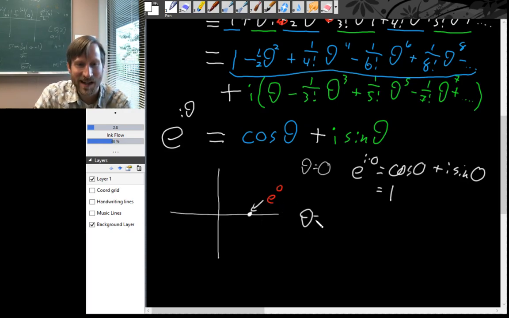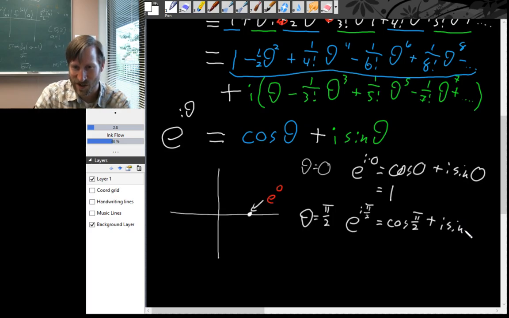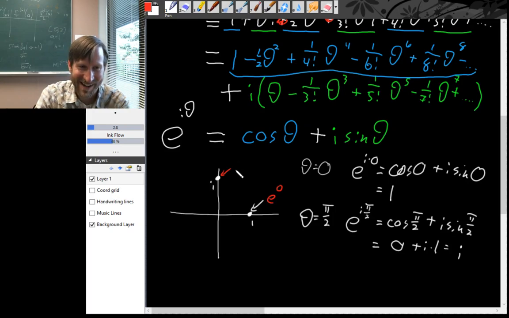Now let's see what happens when theta is pi over 2. We get e to the i pi over 2 is cosine pi over 2 plus i sine pi over 2. Cosine pi over 2 is 0 plus i times sine pi over 2 is 1. So this is all just i. And on the complex plane, the imaginary number i is right there on the vertical axis. So the imaginary number i is e to the i pi over 2.